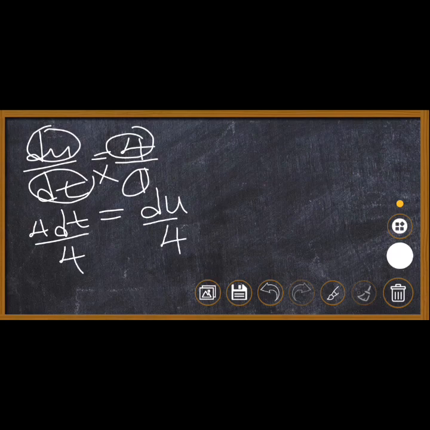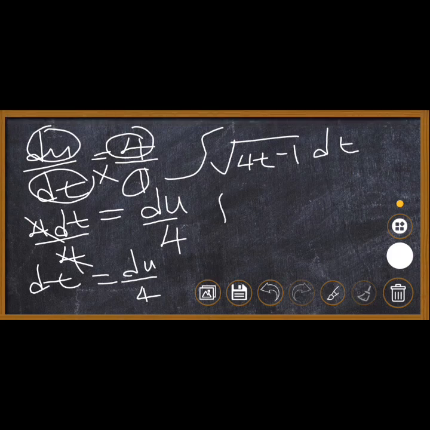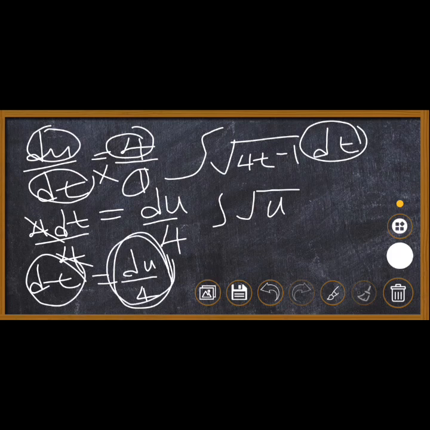So we divide 4 there, here and there. So in this case, we have dt equal to du over 4. Remember, our expression was the root of 4t minus 1 dt. But we had said where there is 4t minus 1, we say let there be u. And where there is dt, since we have made it the subject of the formula here, we are going to replace it with du over 4.